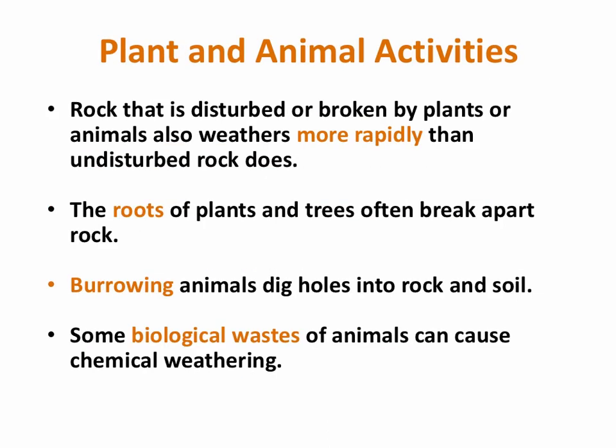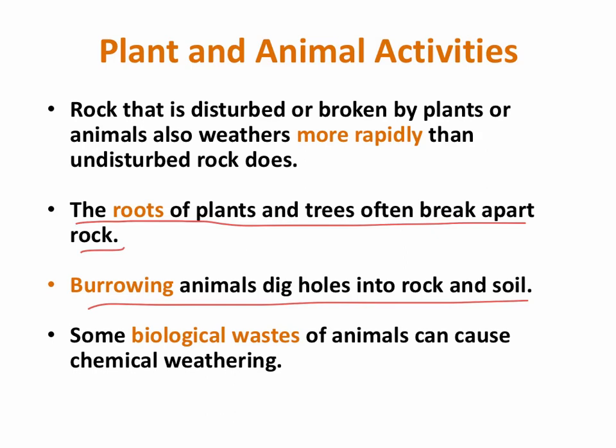Plants and animals also increase the rate of weathering. Rocks that are disturbed or broken by plants or animals also weather more rapidly, okay? If you think back to that picture I showed you earlier, the roots of the plants are loosening the soil and causing more weathering because they're breaking through that soil and exposing new parts of soil and rock to weathering. Burrowing animals dig holes in rock and soil, and that exposes more of it to weathering. And also some biological waste, or poop, of animals can cause chemical weathering as well.